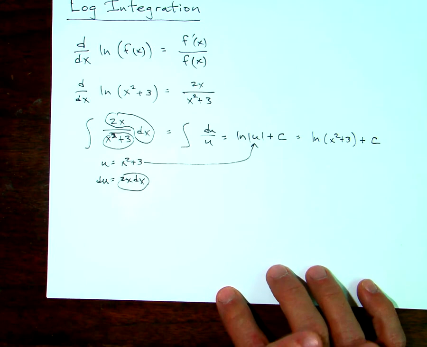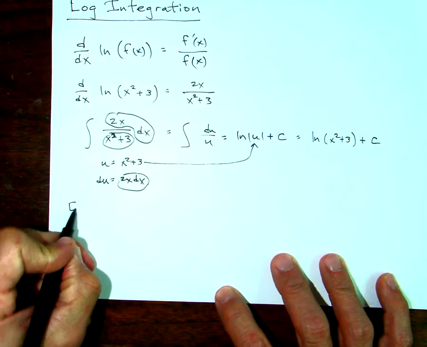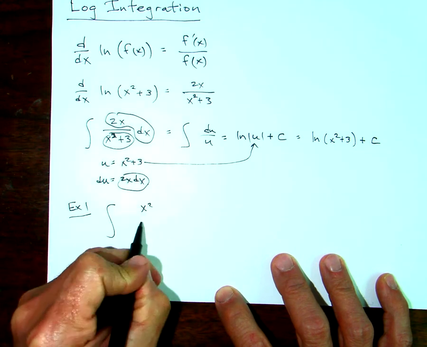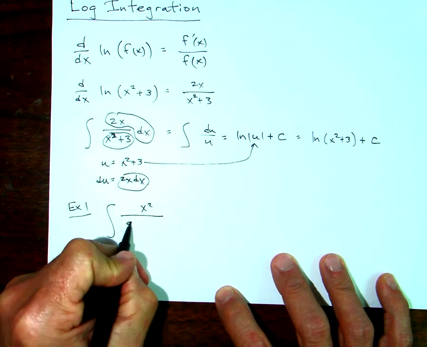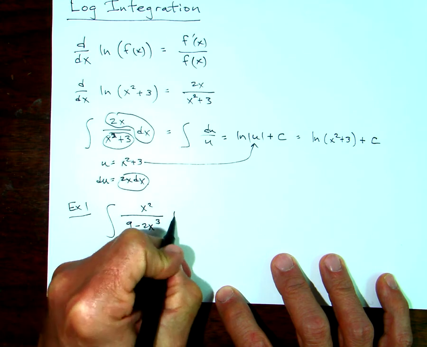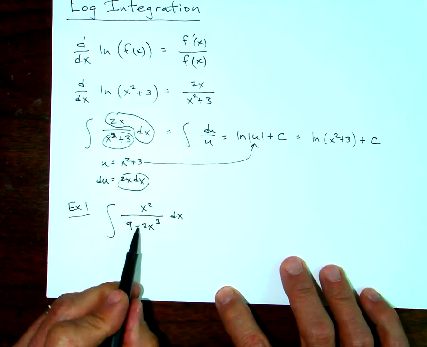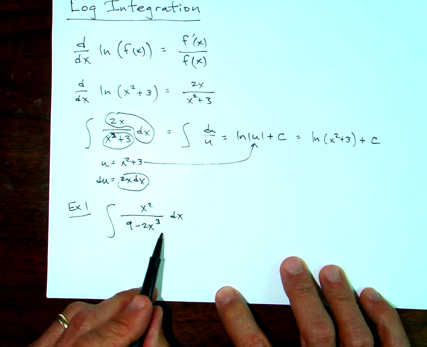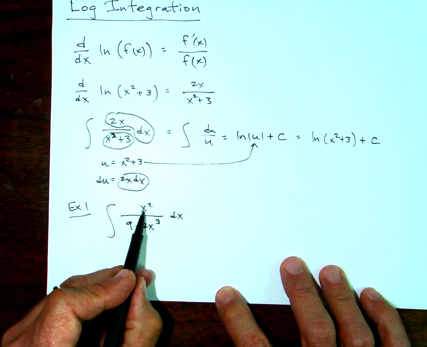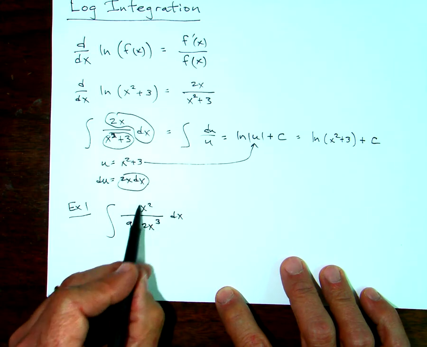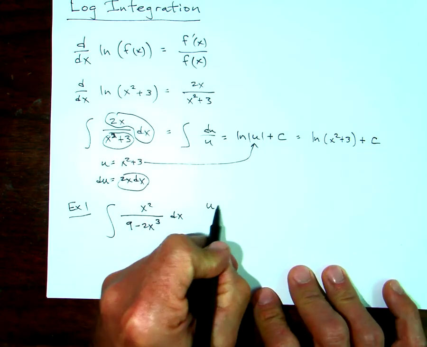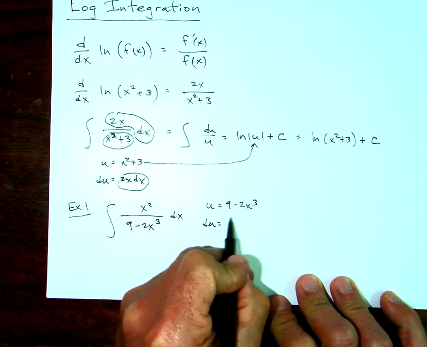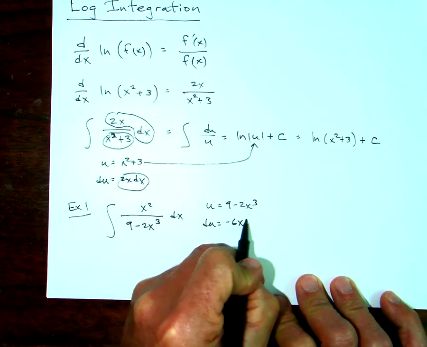Okay, let's take a look at a fairly straightforward example to begin with. We've got the integral of x squared over 9 minus 2x cubed dx. We see that if I were to take the derivative of the denominator, it would be something on the order of x squared, which is what I have up here. So that's what I'm looking for. This is 1 degree lower than this. So if I let u equal 9 minus 2x cubed, then du, after I take the derivative, is negative 6x squared dx.